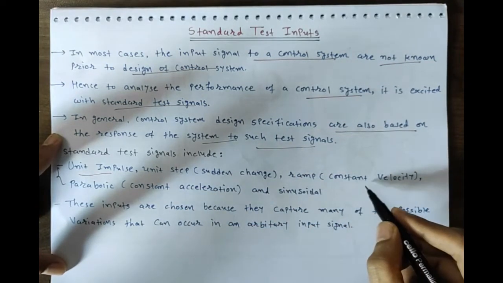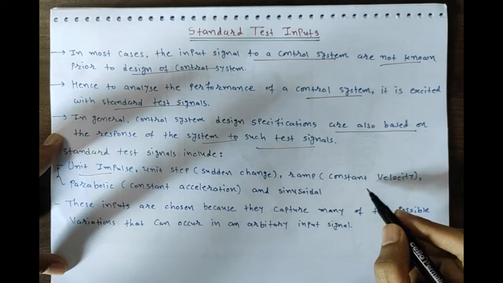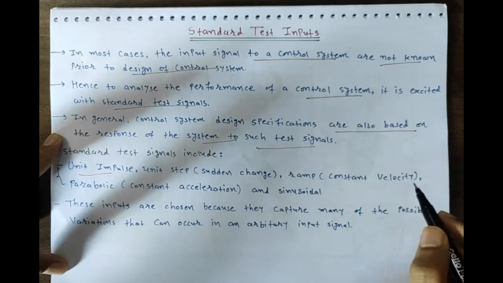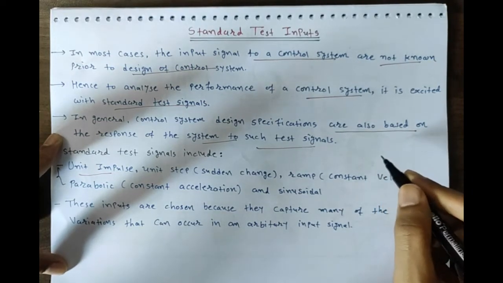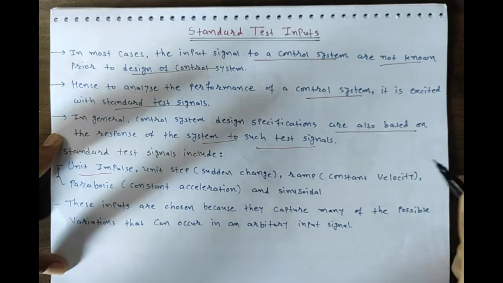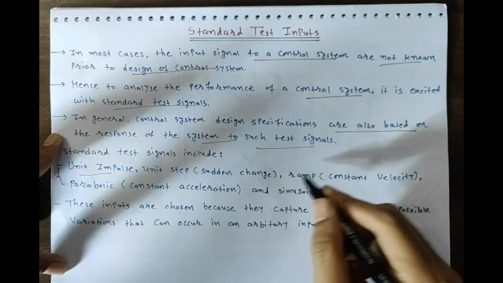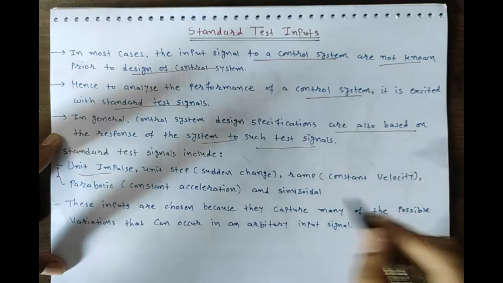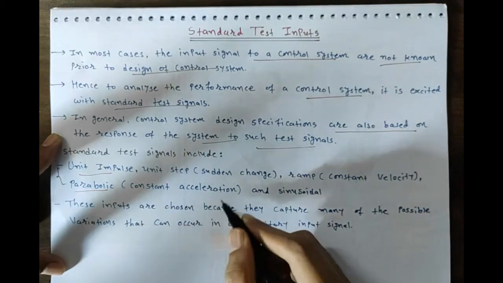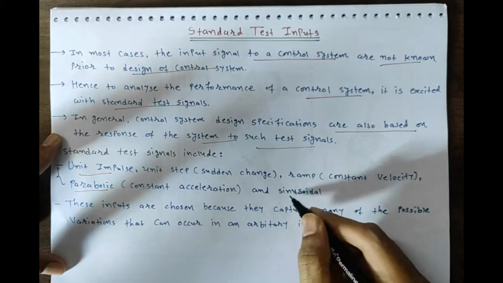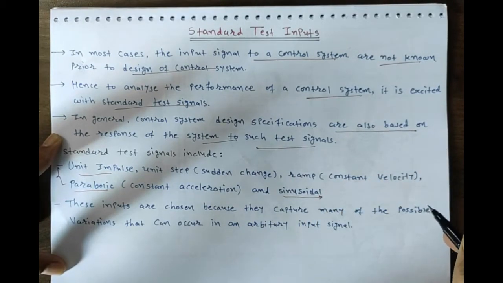A unit ramp is a kind of change where one person comes into the room at a time, at some interval. Let's say at time t equal to 1, one person enters. At time t equal to 2, another enters. At 3, another person enters. Such a kind of signal is known as a ramp signal. And the last one is a parabolic signal, or we can say constant acceleration.